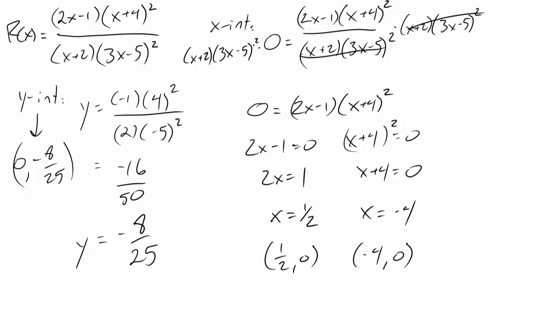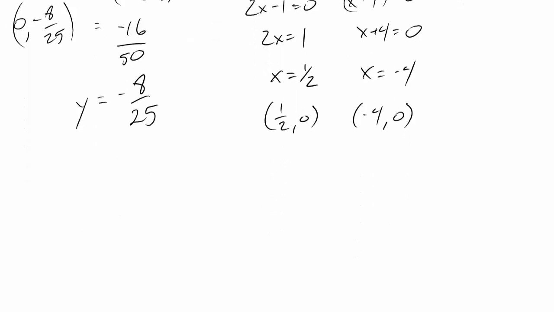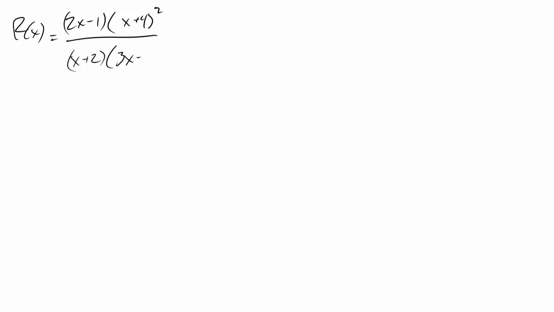So now what I'm going to do here is scroll this up a little bit so we can now focus on the intercepts. We'll get the capital R of x rewritten here just for point of reference. So it's our 2x minus 1 times (x plus 4) squared over our (x plus 2) times (3x minus 5) squared.